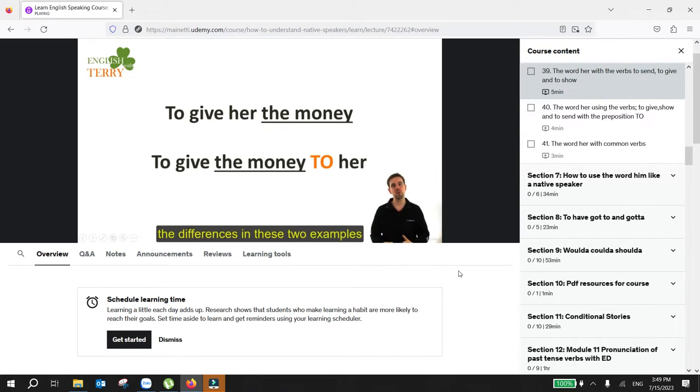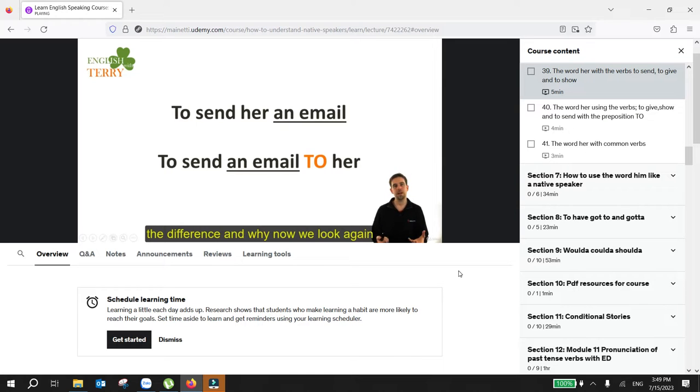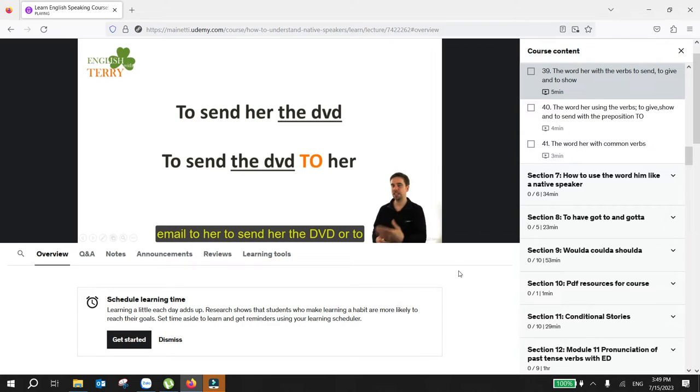This is what I'm interested in now. I want to show you the differences in these two examples. One example: we have to give her the money, or to give the money to her. What's the difference and why? Now, we look again here with send her an email, to send an email to her, to send her the DVD, or to send the DVD to her.